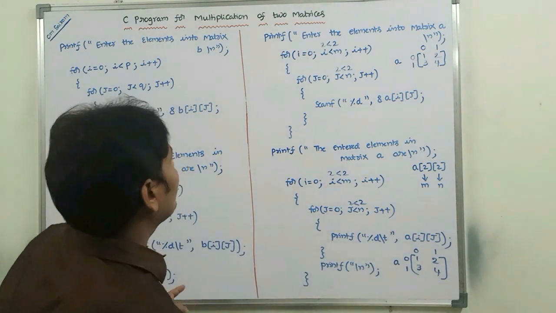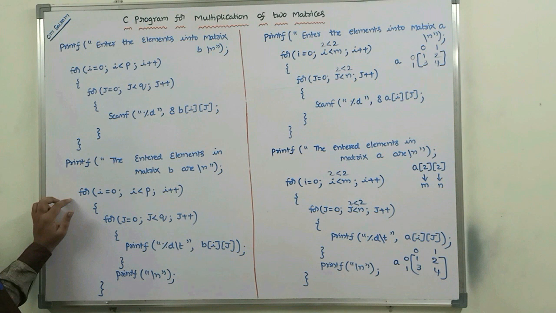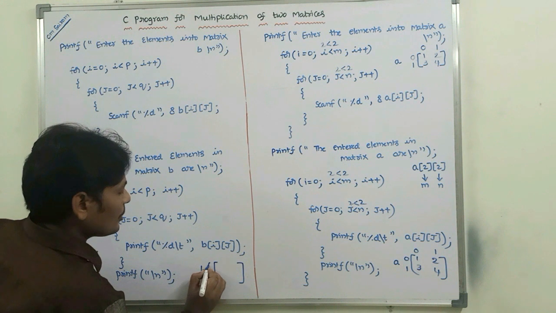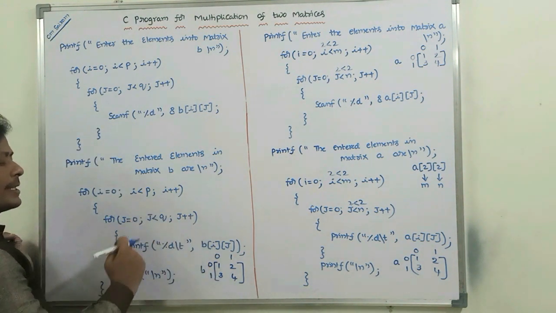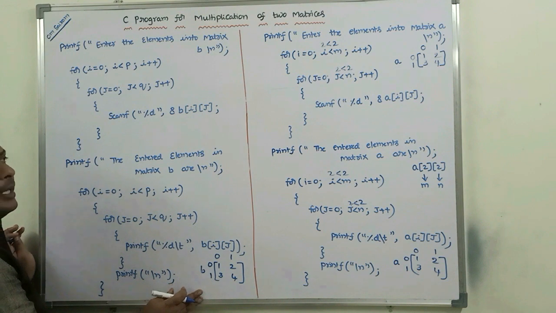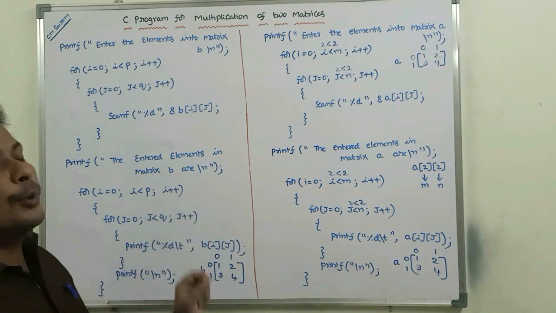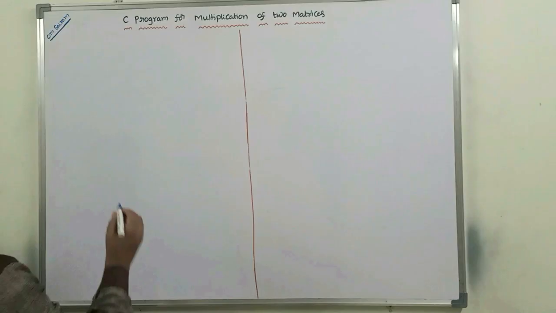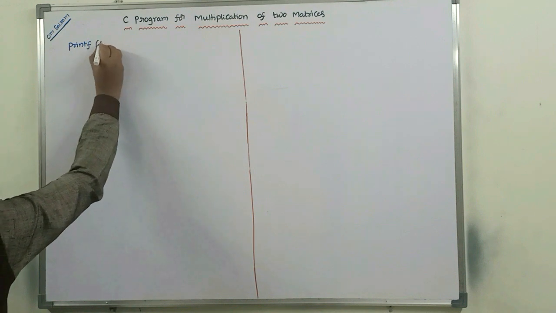In the same way, the matrix B elements are also read from the keyboard, and whatever the elements that we read from the keyboard, those elements are also printed. Okay. So I am taking matrix B with the same elements. So 0, 1, 0, 1. So 1, 2, 3, 4. In this way, matrix B elements are also printed. Okay. The same explanation can also apply for matrix B. Okay. Then we have to calculate the matrix multiplication of two matrices A and B. Printf matrix multiplication.